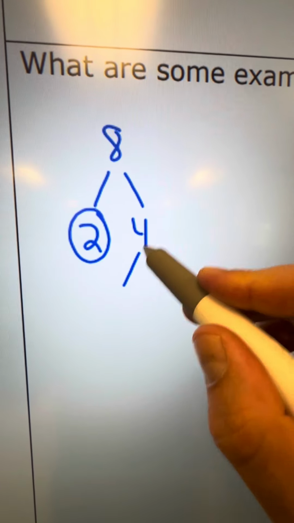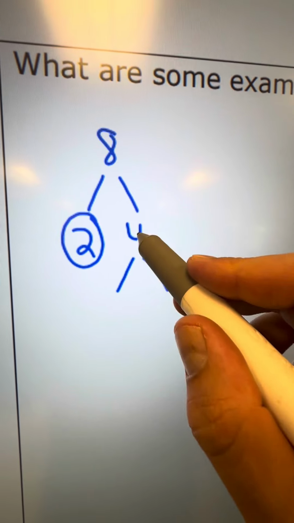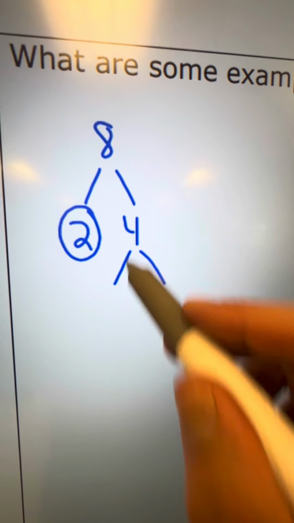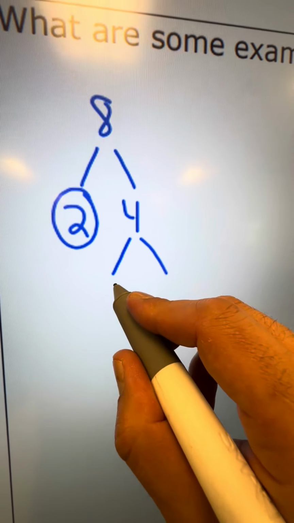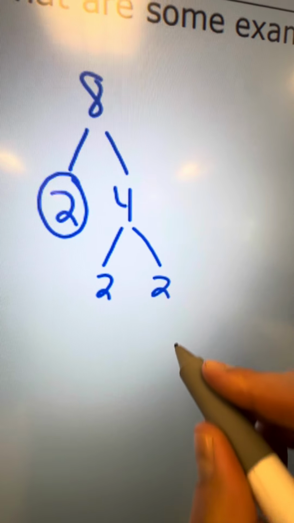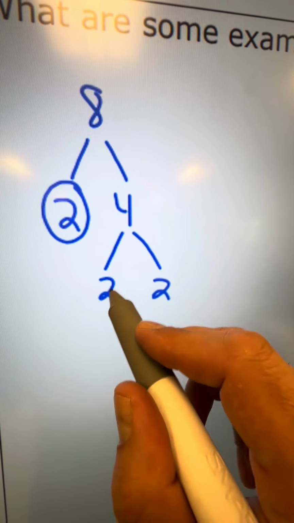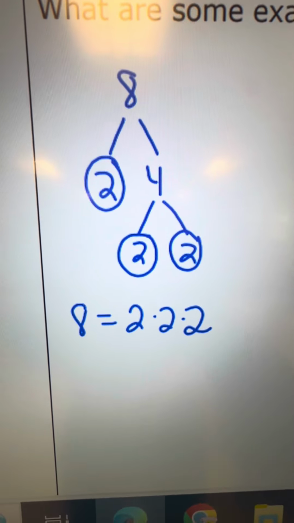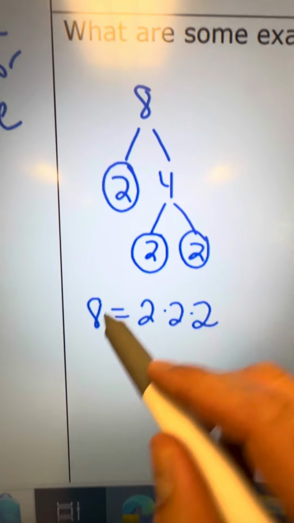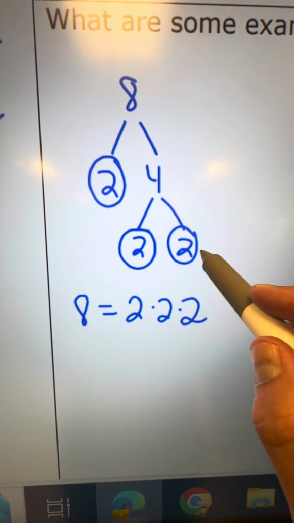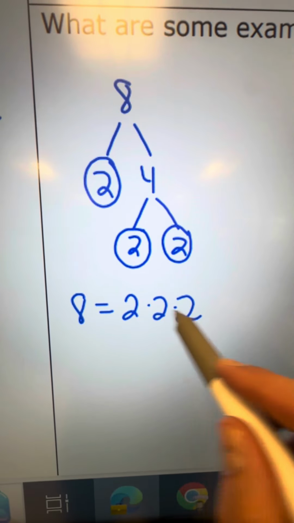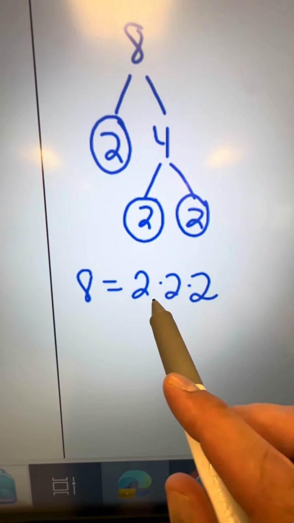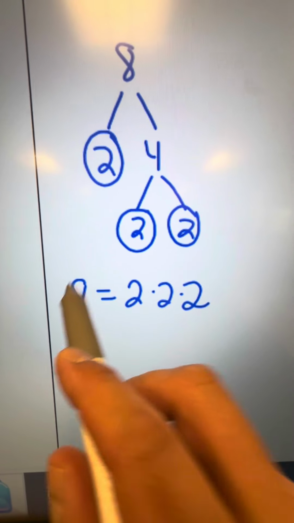And therefore I'm going to create two tree branches off of this and say, okay, what two numbers multiply together to give me 4? And that would be 2 times 2. And if you look at these two numbers, 2 is prime, so I'll circle it, and 2 is also prime, so I'll circle that as well. And then therefore my final answer is going to be 8 is equal to, and then the numbers that I circled, 2 times 2 times 2 will be my answer. And you could check your work, because if you do 2 times 2 times 2, that does equal 8.